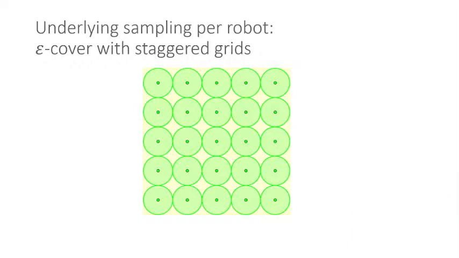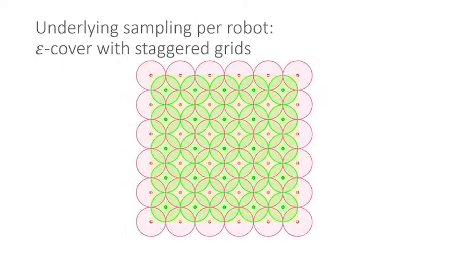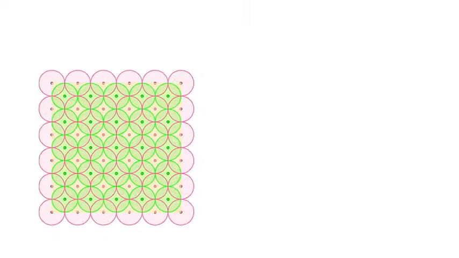I tile the plane with same radius disks, and then I add a translated copy to cover the holes. And these are my samples. These are my deterministic samples. And I will tell you a short anecdote.